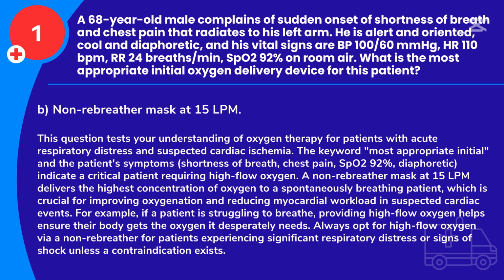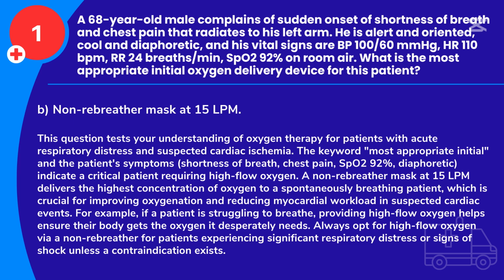This question tests your understanding of oxygen therapy for patients with acute respiratory distress and suspected cardiac ischemia. The keyword is most appropriate initial, and the patient's symptoms: shortness of breath, chest pain, SpO2 92%, diaphoretic, indicate a critical patient requiring high-flow oxygen. A non-rebreather mask at 15 lpm delivers the highest concentration of oxygen to a spontaneously breathing patient, which is crucial for improving oxygenation and reducing myocardial workload in suspected cardiac events.